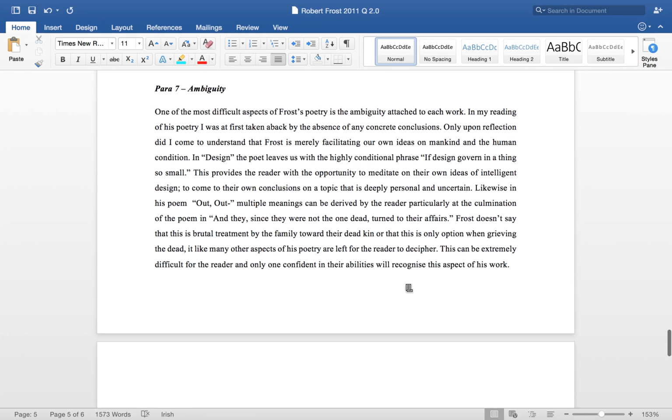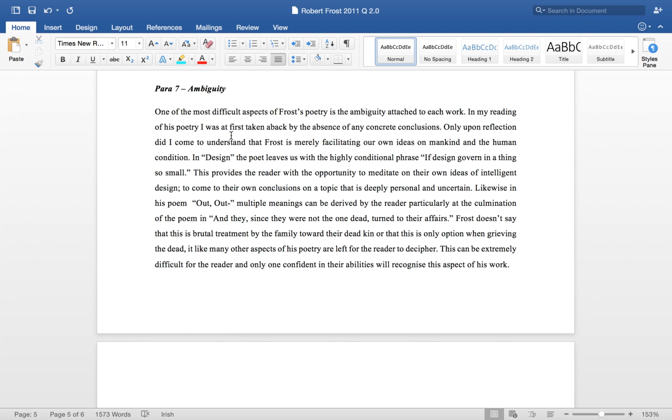Okay? So ambiguity, which basically is uncertainty, the openness to multiple meanings. So one of the most difficult aspects of Frost's poetry is the ambiguity attached to each work. There's my point. His work can be open to interpretation.